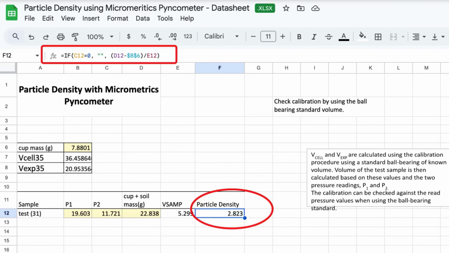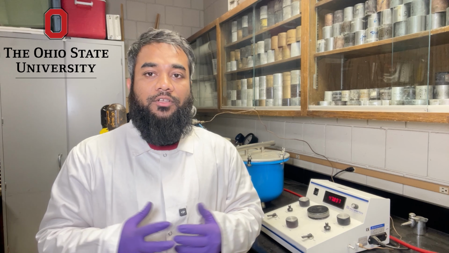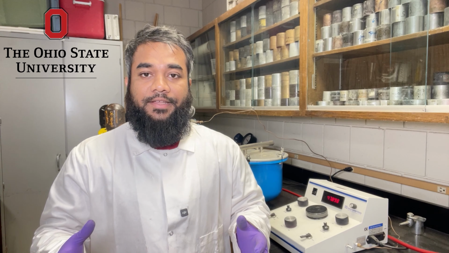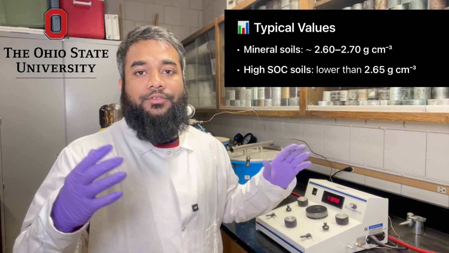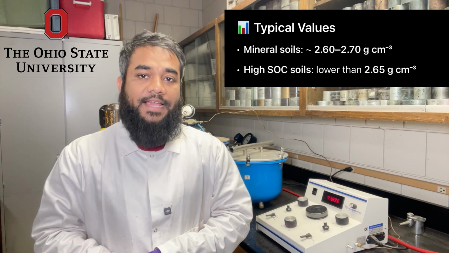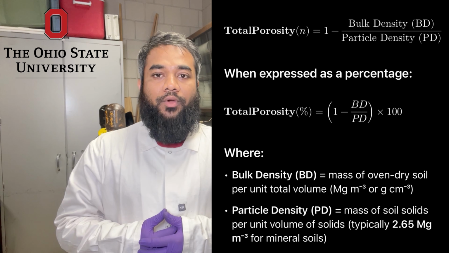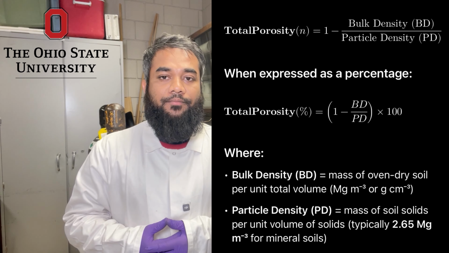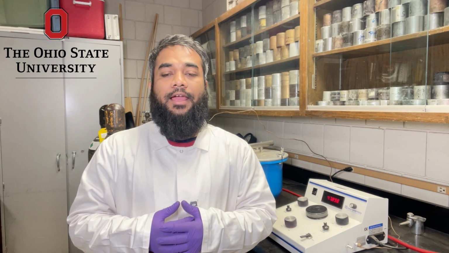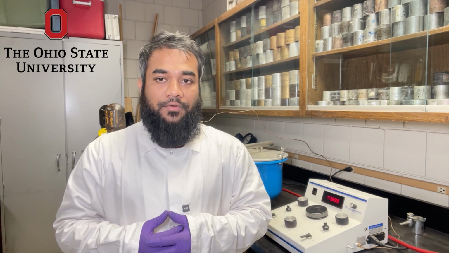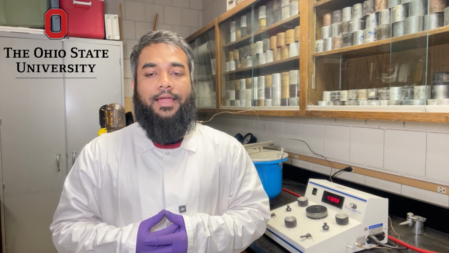Let's talk about the particle density. It's calculated as the mass of soil divided by the volume of soil solids. You can see here the equation to calculate the particle density. Once you know particle density from the pycnometer and bulk density from core samples, we can calculate total porosity. You can see here the equation to calculate the total porosity using the particle density and bulk density data we have. This gives us the fraction of soil volume that can store air and water.